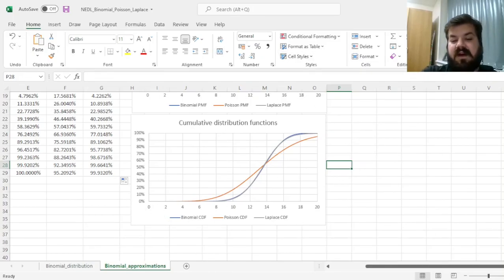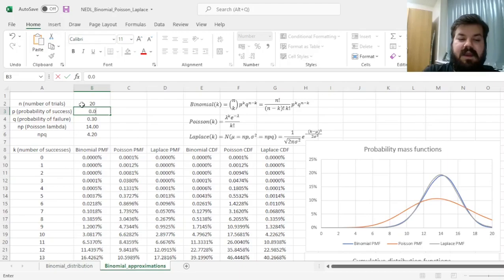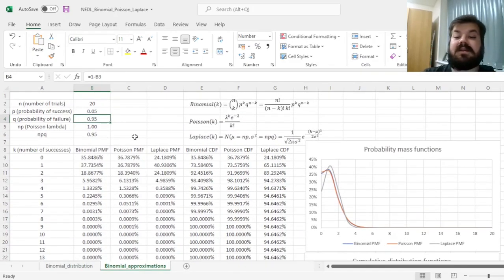Here, we verify that for large p, Laplace is doing a much better job, whereas for small p, like 0.05, it is the other way around. Binomial and Poisson are almost identical, whereas Laplace is off by a wide margin. And that's all there is for Poisson and Laplace approximations of the binomial distribution and their applications in Excel.